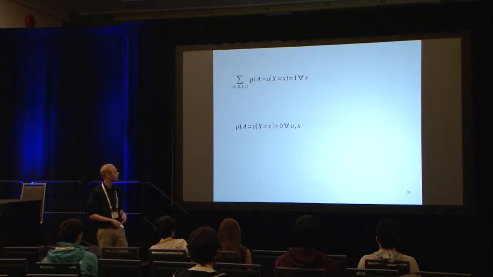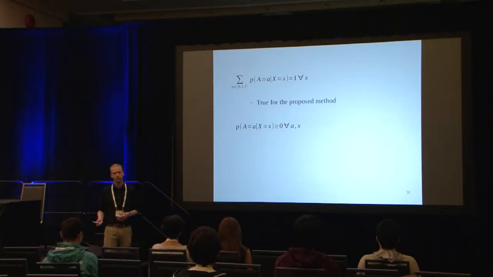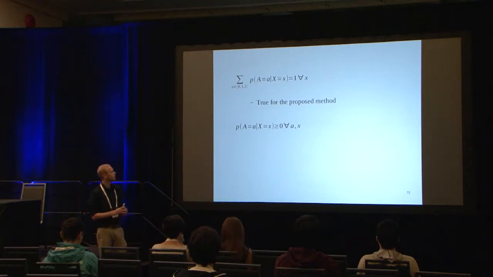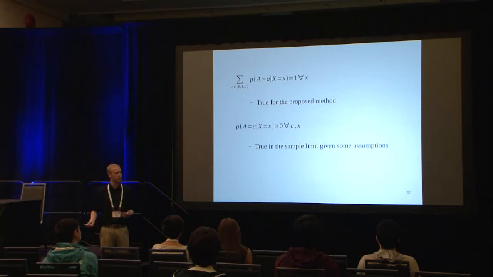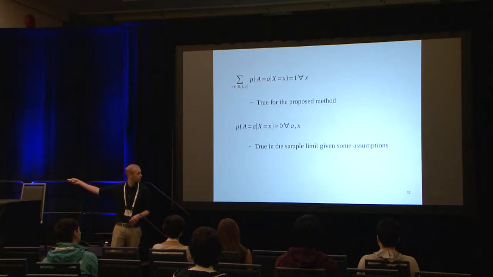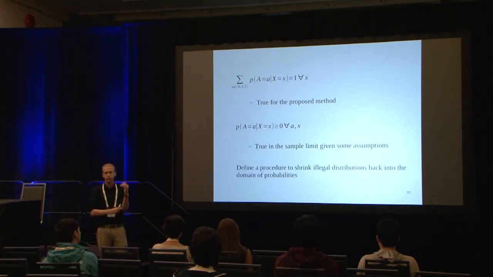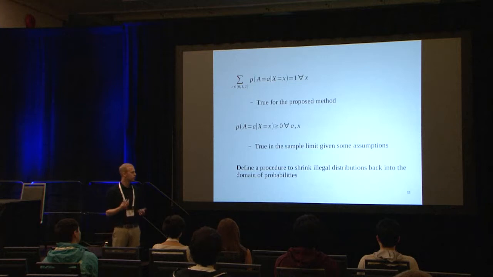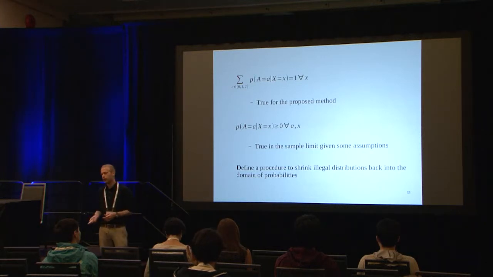These are just axioms of probability that must be true if we want to treat these regressions as probability mass functions. Now, actually, based on how we've set this up, the first is actually true. However, the second, we run into some issues. It's true in the sample limit given some assumptions, but not in general. So we have to do something else. What we're going to do is define a procedure that's going to shrink illegal distributions back into the domain of valid probabilities, and then we can use it.